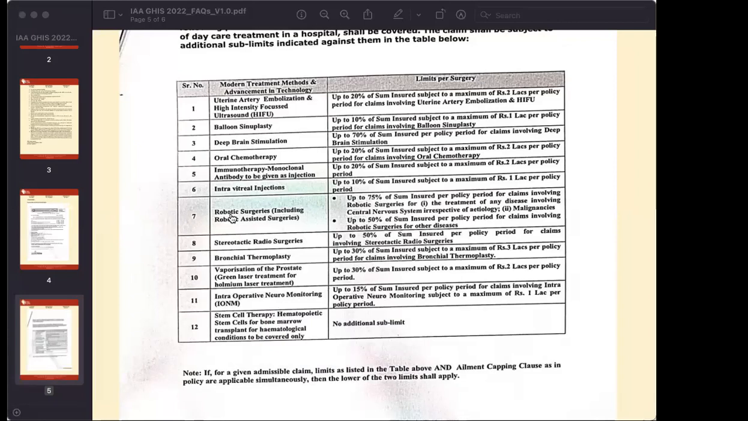Correct. See, I do not know what is showing on my screen now. Are you looking at the list of 12 FAQ? Is the list of 12 FAQ showing? Okay. Yeah. I'll just share this one also. Please have a look at this.